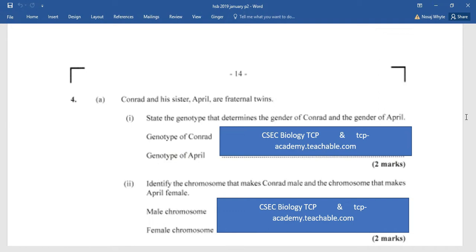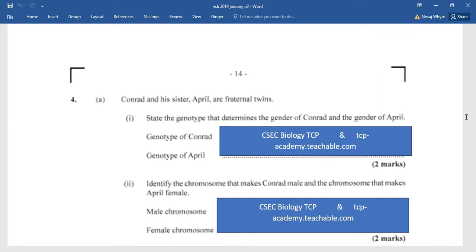Now Conrad and his sister April are fraternal twins. If they are fraternal twins, it means that they are dizygotic twins, which means that it took 2 sperms and 2 eggs in order to produce the twins. Now we are supposed to state the genotype that determines the gender of Conrad and the gender of April.